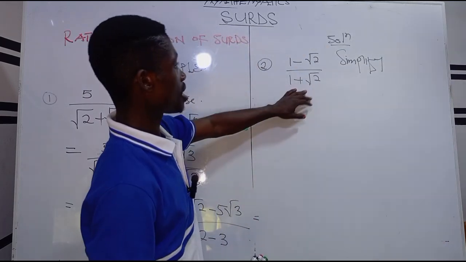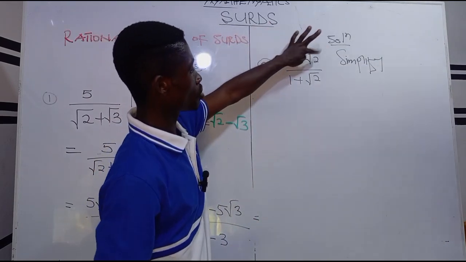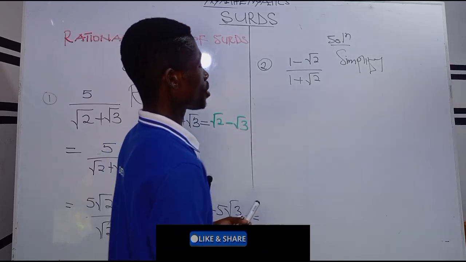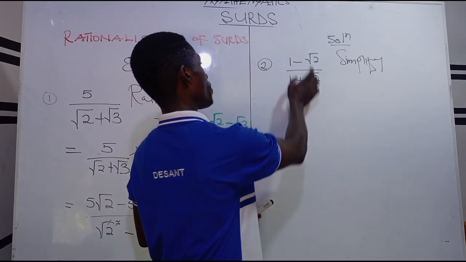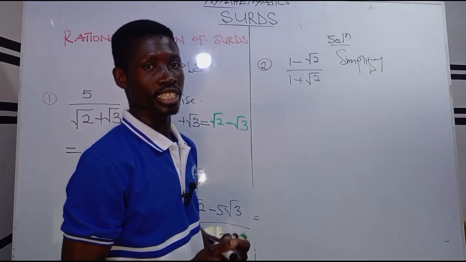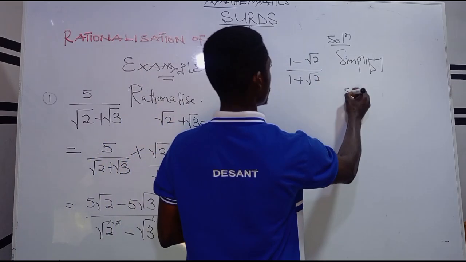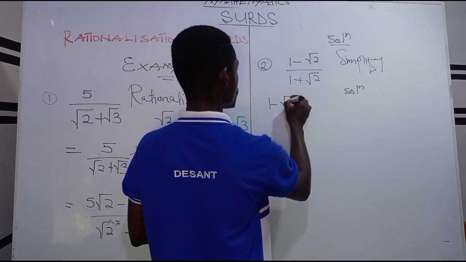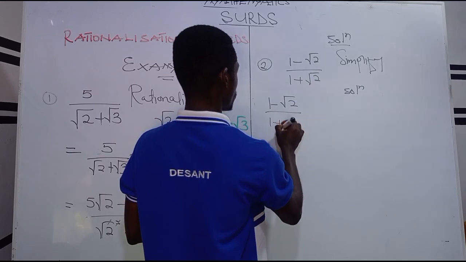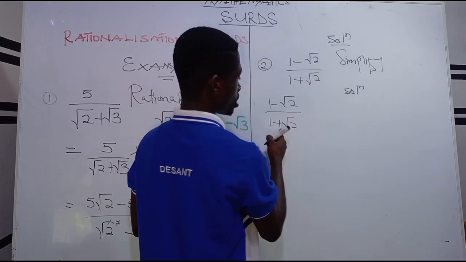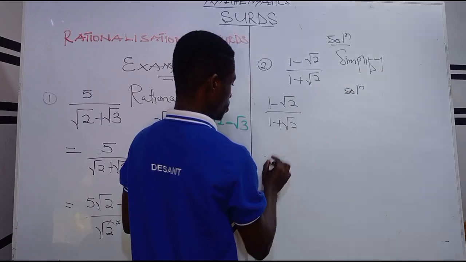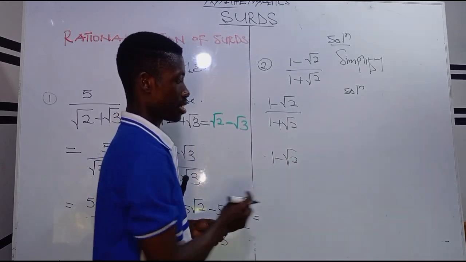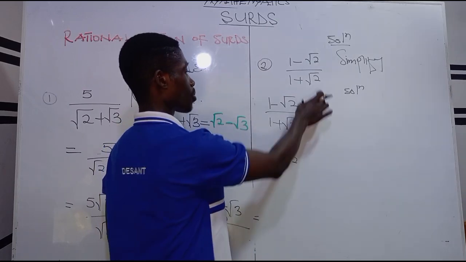So we have our last example. We have to simplify 1 minus root of 2 over 1 plus root of 2. So what we are going to do is we are going to multiply both top and down by the conjugate of the denominator. So we are going to have 1 minus root of 2 all over 1 plus what? Root of 2. So the conjugate of this is what? 1 minus root of 2. This is the conjugate of the denominator. So you are going to use this to multiply top and down.